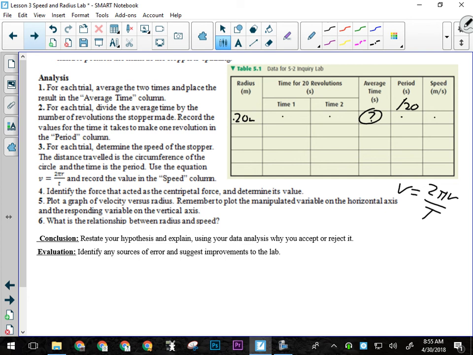For number 4, identify the force that acted as the centripetal force and determine its value. So a little explanation and an actual number there for the value of the centripetal force. Then plot a graph of velocity versus radius. Remember to plot the manipulated variable on the horizontal axis. And then a little bit of an explanation here, a couple sentences about what's the relationship between radius and speed based on your graph.